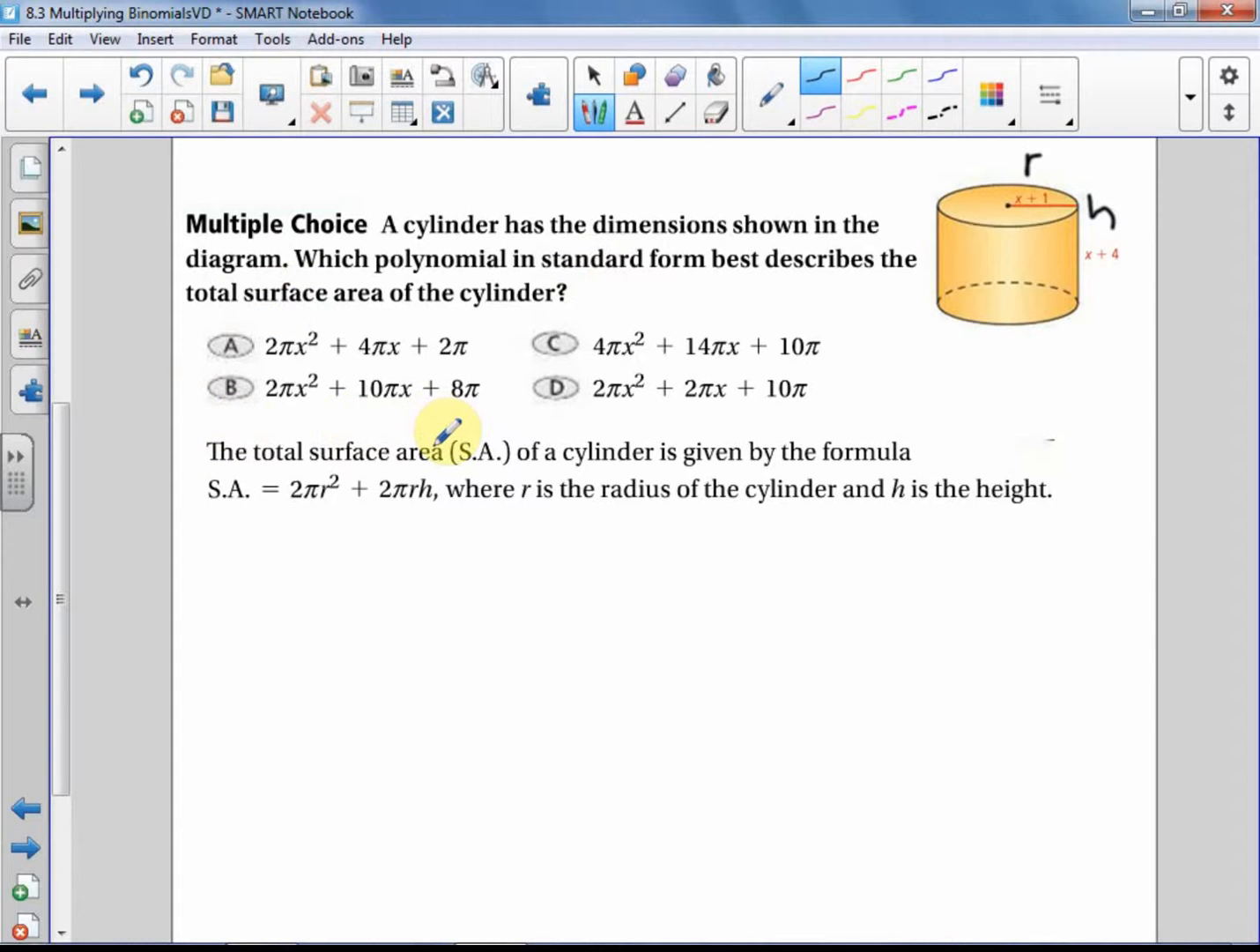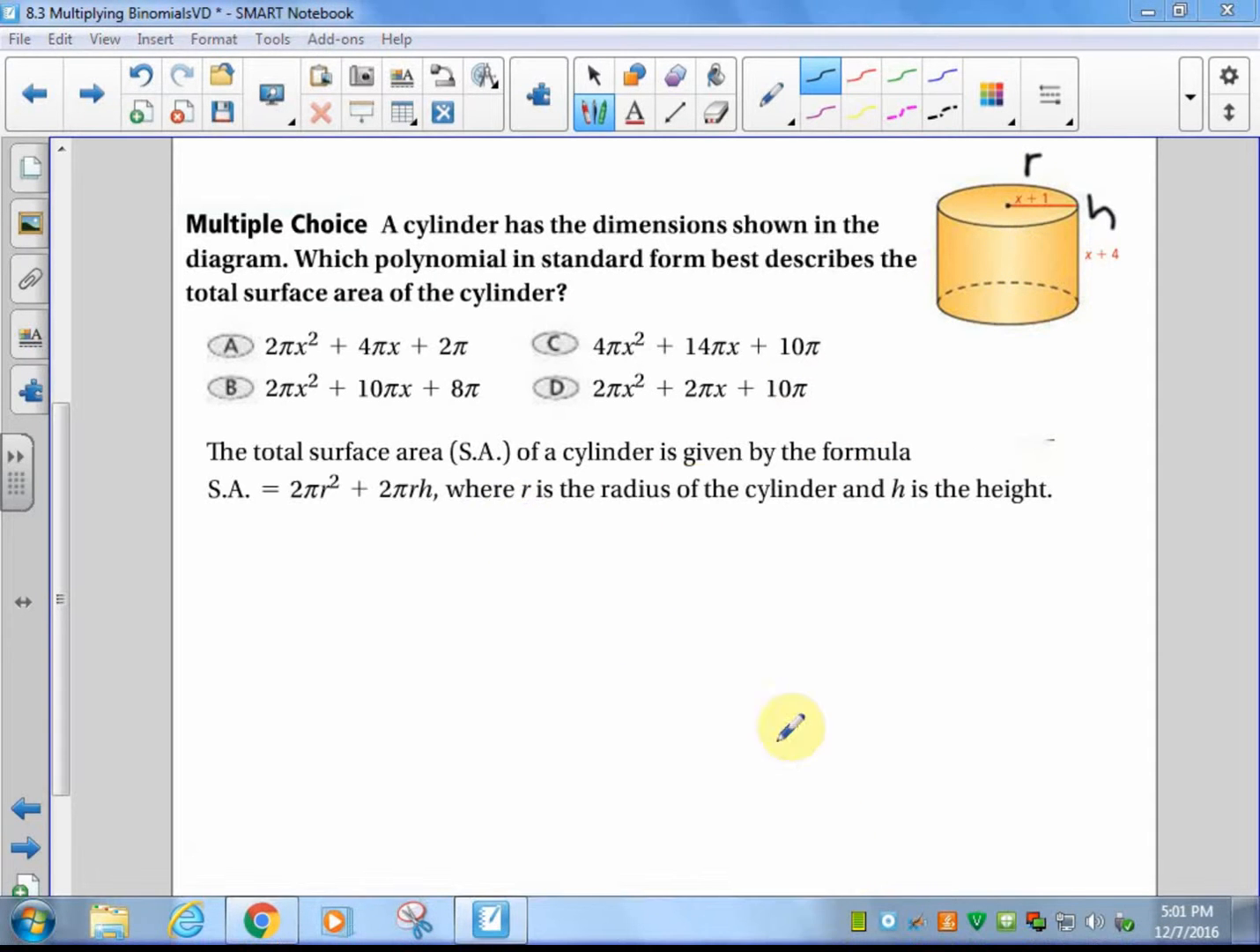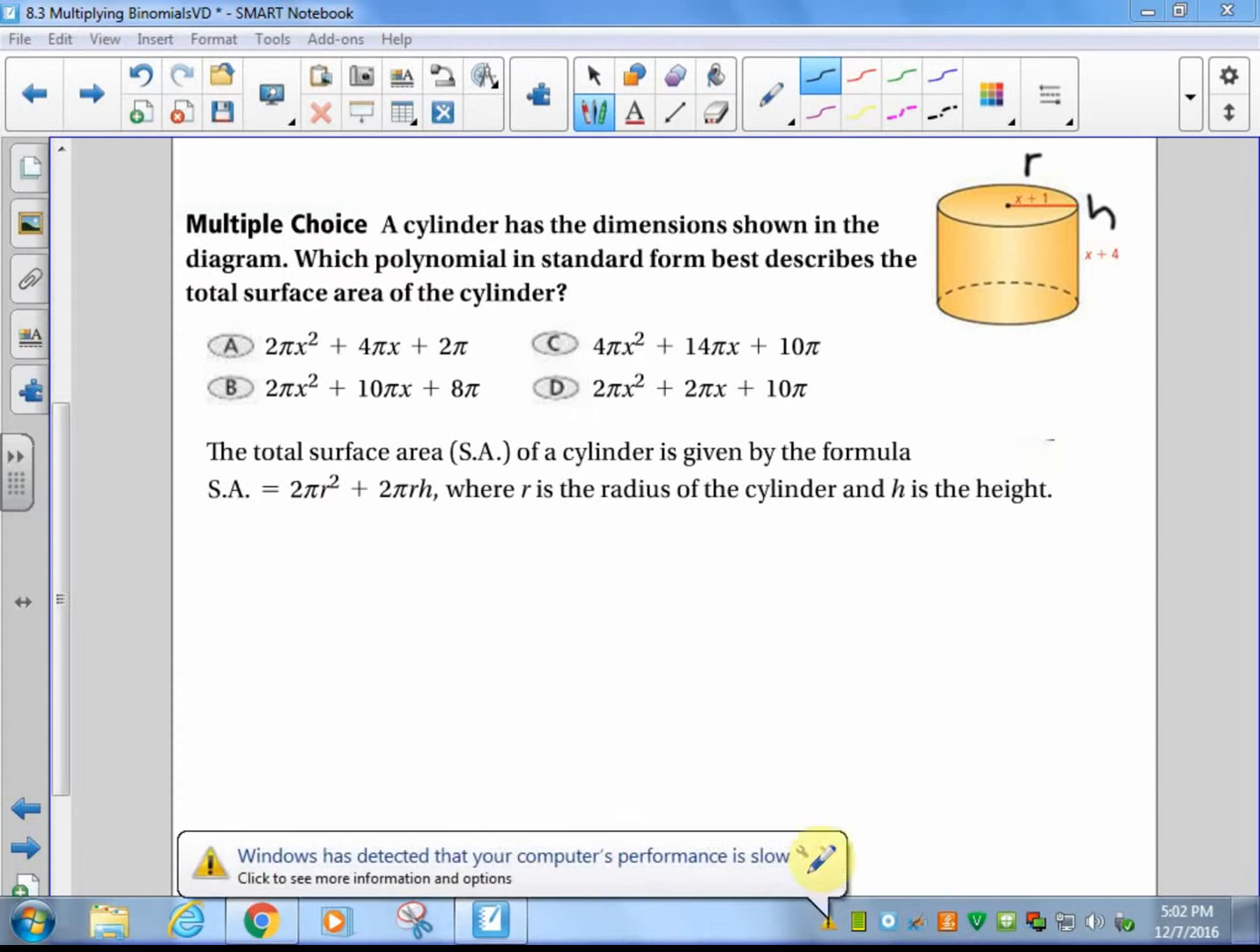So, the total surface area of a cylinder is given by the formula 2 pi r squared plus 2 pi rh, where r is the radius of the cylinder and h is the height. So, I have all the information I need, believe it or not, to help me find the surface area with our given formula. This might get a little messy. I'm writing a lot with my marker, so please bear with me.